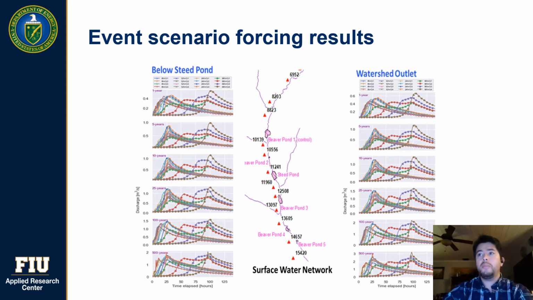One of them, the one on the left, is below Steed Pond, and the one on the right is the outlet of the Timms Branch outlet. So they describe an area in which Steed Pond and Timms Branch outlet are of our research interest regarding uranium transport and heavy metal transport.